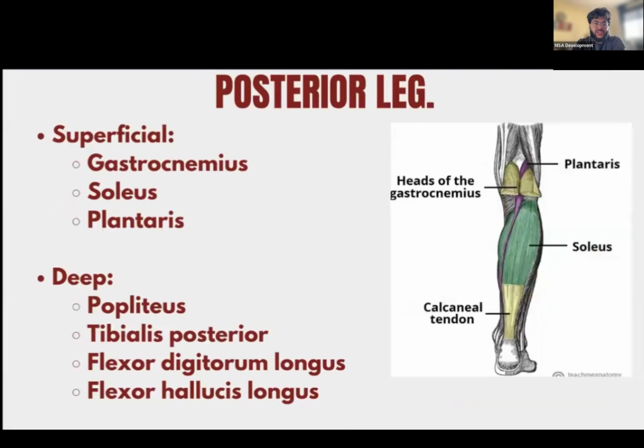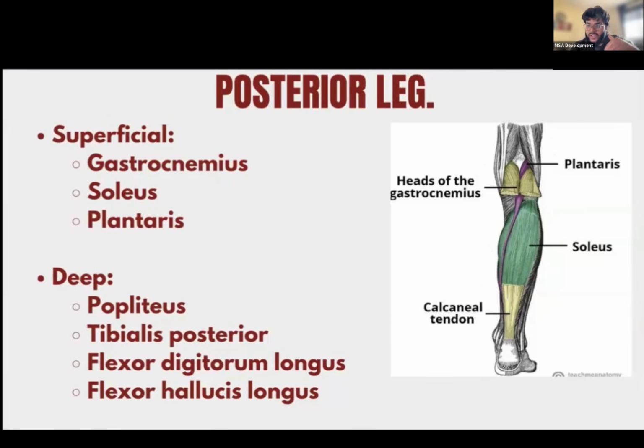Our leg muscles have three compartments. You have your anterior, posterior, and lateral compartment of leg muscles. All of these muscles are separated by fascia, and they're important in compartment syndrome. I'll talk about this later. So, let's start off with the posterior compartment of the leg.